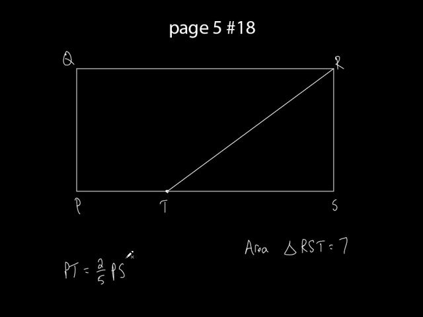Now this is the first thing that I did. When I saw that, I said, okay, this right here is 2/5. Now, the whole thing would be 5/5. It would be the whole entire thing. So TS would be 3/5 of that whole entire length. That's the first thing that I jotted down, and hopefully that helps a little bit.